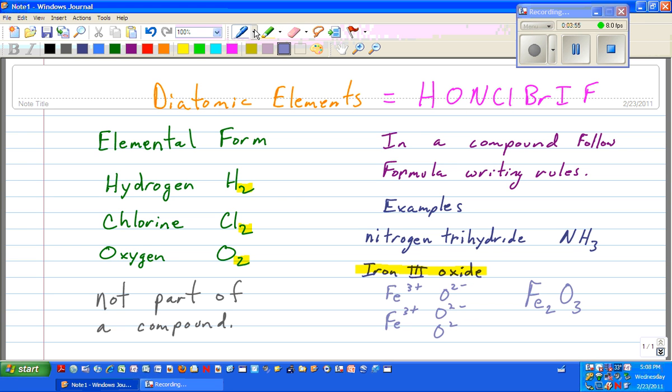It's not just oxygen, it's iron oxide, part of a compound. Because it's part of a compound, I don't worry about that automatic 2, I just follow my formula writing rules, Fe2O3.